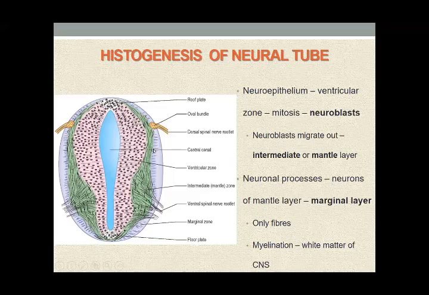In this layer you just have processes, no neurons. No neurons are present in the third layer. It is just fibers, just processes of neuroblasts present in the middle layer, the intermediate or mantle layer. When these processes undergo myelination, they form the white matter of the CNS, whether it is the spinal cord or the brain.